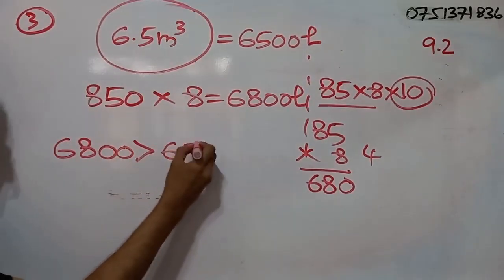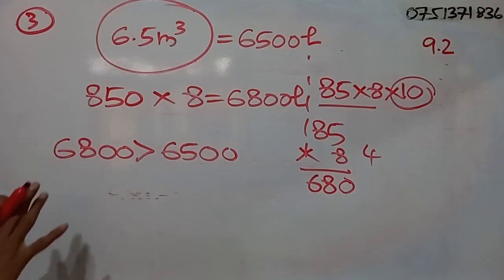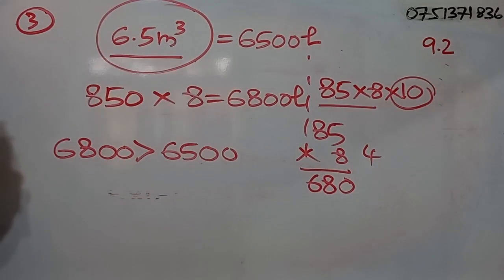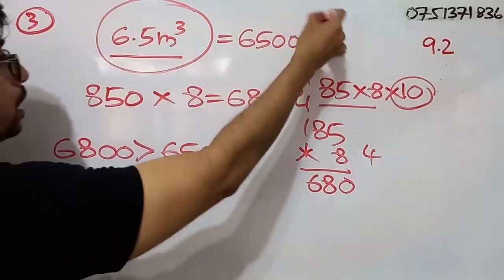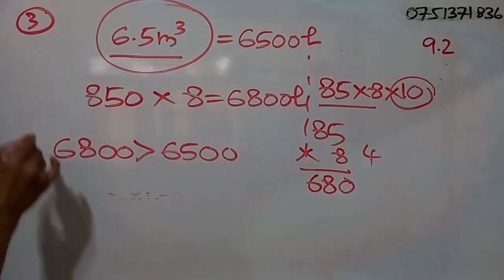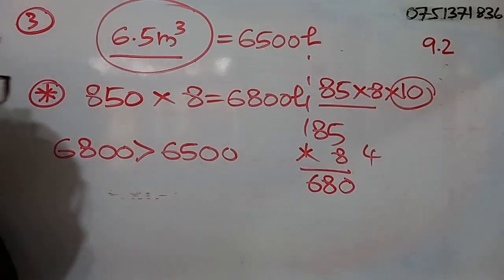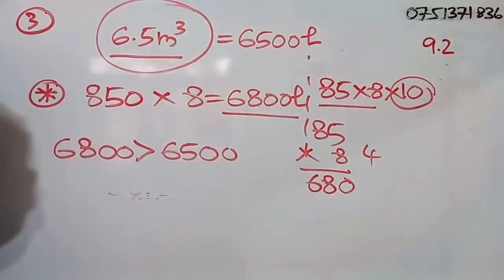6,800 is greater than 6,500, right? So that means the amount is not enough. So what you have to do is, first of all, write the capacity of the bowser in liters. You have to convert it into liters. Here we have cubic meters, here we have liters. Then you have to find the total amount required to fill 8 filling stations. It will be 6,800 liters.